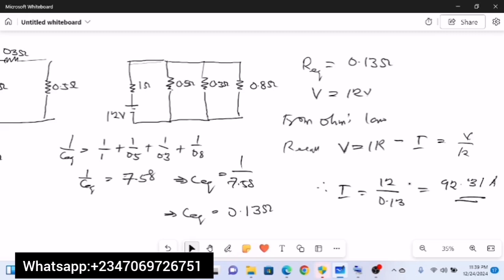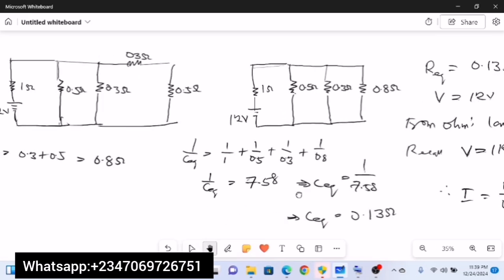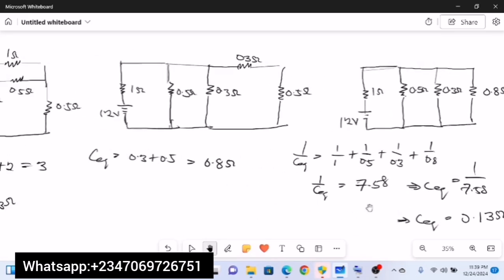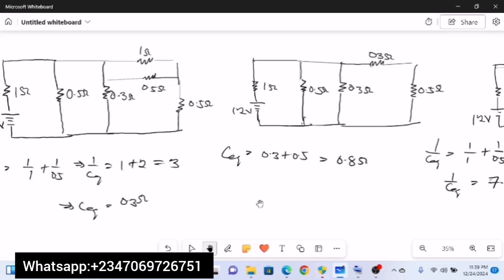So that is how to break circuit diagrams with a very easy step. That's how you break a circuit diagram when you have a complicated circuit like that. Okay, that's how you break it.